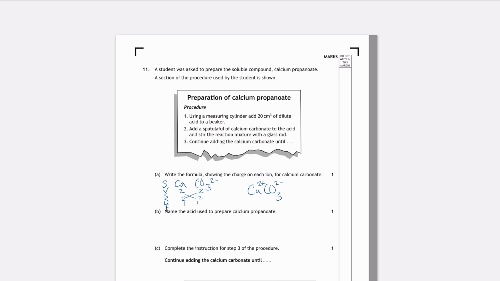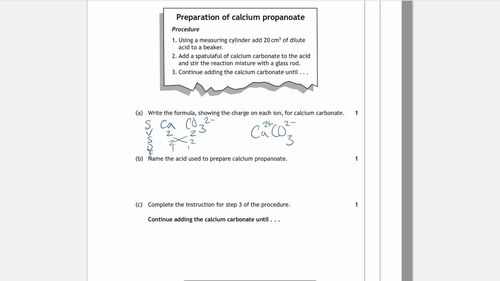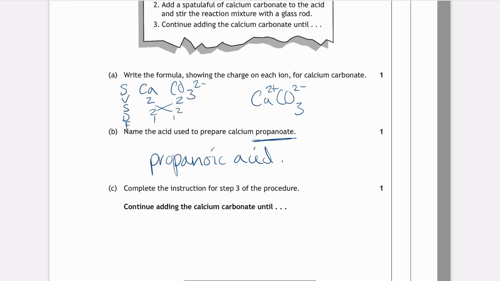And that's it. The acid you would use to prepare calcium propanoate, so that is a salt. Because it ends in propanoate, it means you've used propanoic acid. Learning the salt name endings is something you'll want to make sure you know, so you can go and check out my video on acids and bases for that, or neutralization, one of the two, and there should be naming salts in there. So propanoate means you've used propanoic acid.